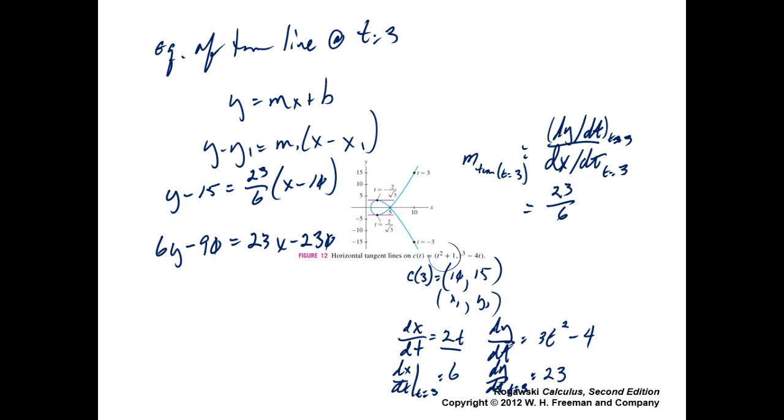Okay. Before I go any further, let me just see what form they're going to give it to us. They left it in this form right here, okay? That is an equation of the tangent line. They didn't solve for y. They didn't do anything else. They left it in exactly that form, which is fine. That's an equation of the tangent line.